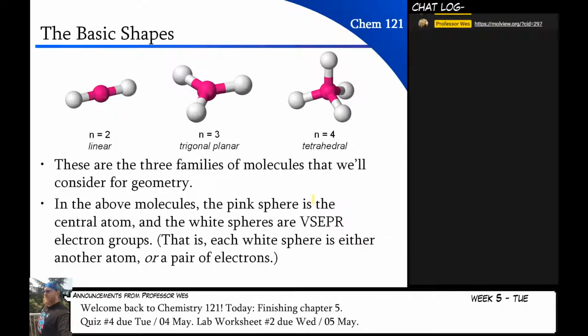All right. And again, up there, the pink atom is the central atom, and then the white atoms are other atoms that are connected, or they could be pairs of electrons. They are all electron groups regardless of what they are. All right.